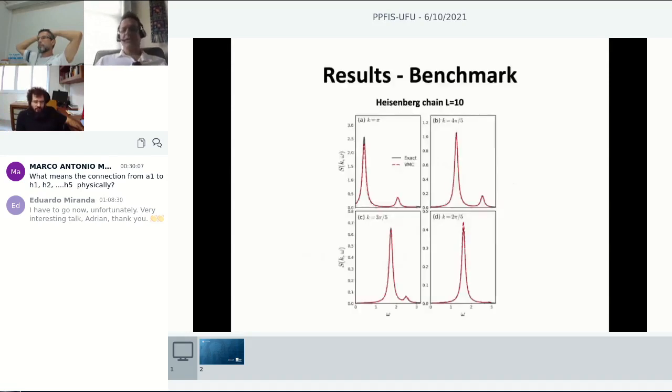This is a very simple example that we use as a benchmark. This is for 10 sites, and for 10 sites we can do it exactly, and we can do it with an RBM very efficiently. And you see that the agreement is such that basically you cannot distinguish one curve from the other. So this is for different values of momentum. This is frequency, and this is the amplitude. And you see that the peaks are one on top of the other. And this is telling us that for 10 sites, an RBM is practically exact.